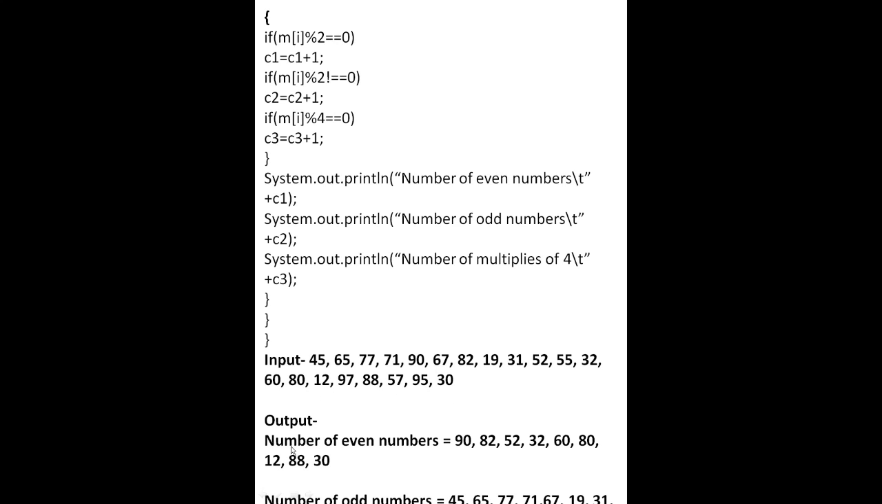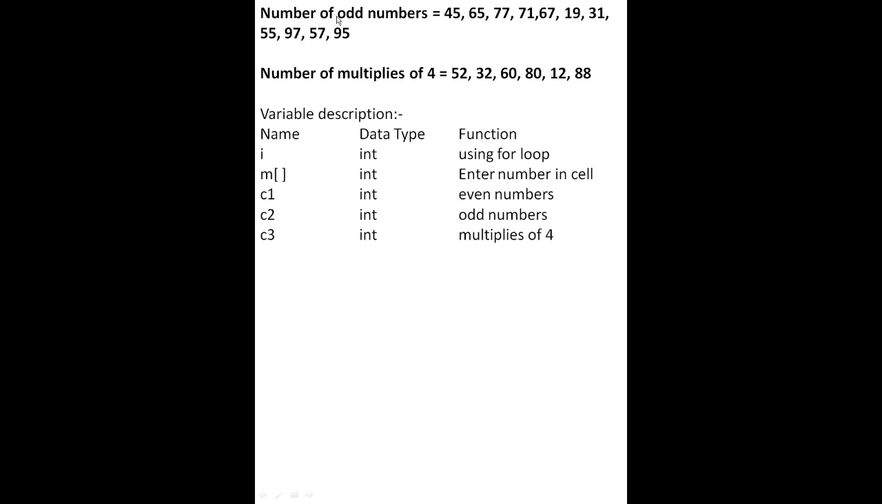Then the output will become number of even numbers. The numbers which are divided by 2 and the remainder becomes 0 are stored in even numbers. These are the even numbers. Next, the numbers which are divided by 2 and the remainder is not equal to 0 are the odd numbers, so the odd numbers are stored here. It will be printed here. The numbers which are multiples of 4 will be stored here.